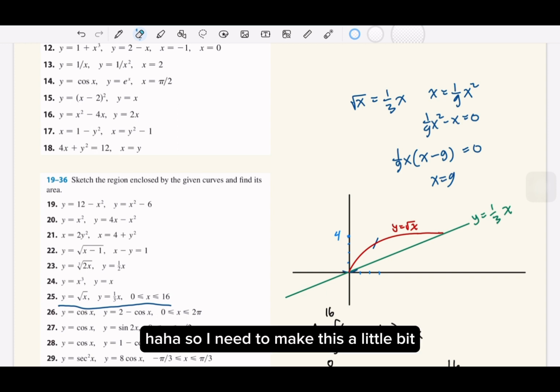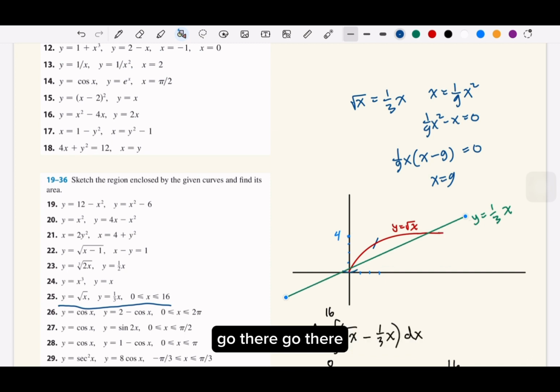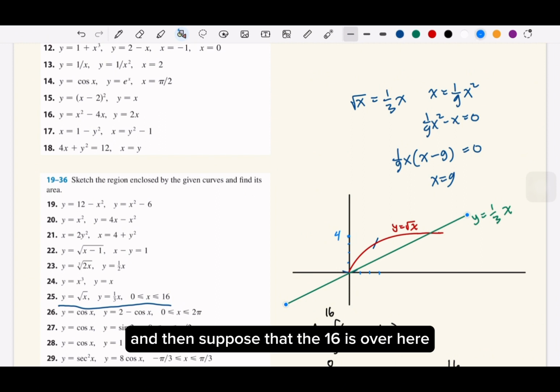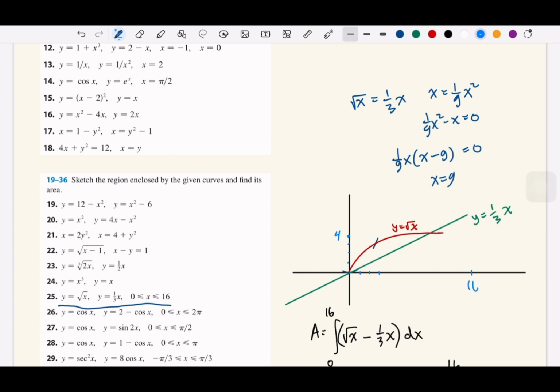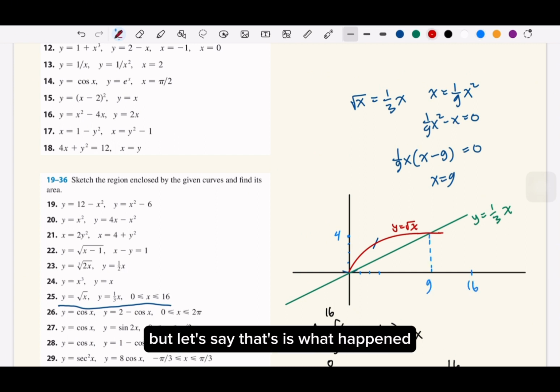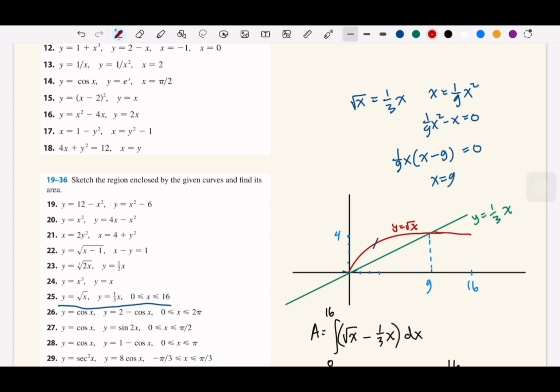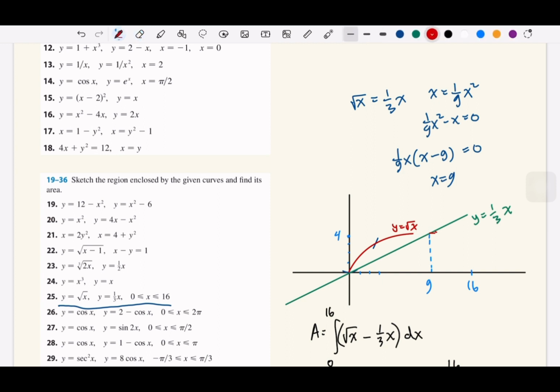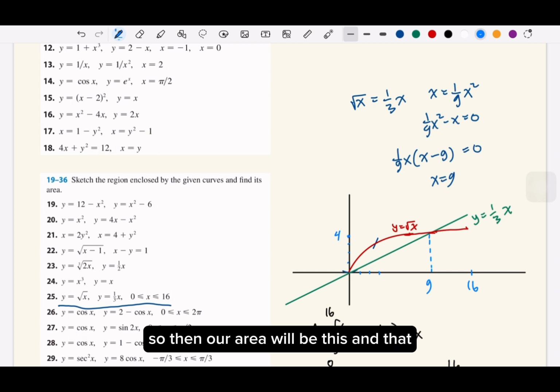So I need to make this go a little bit there, and then suppose that the 16 is over here, and let's say 9 is here. Of course it's a little bit weird, but let's say that is what happened. And why is this getting lower? Okay, so then our area will be this and that.